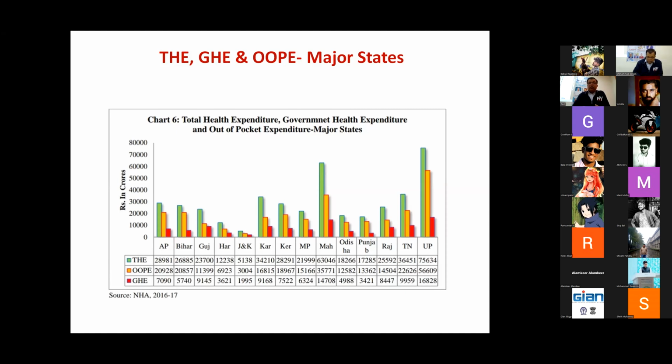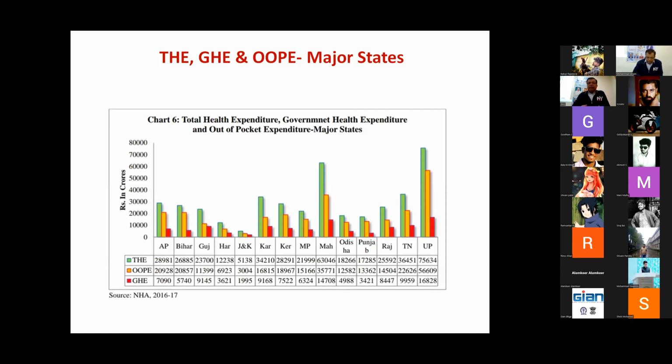Whereas in Gujarat, you can see that this yellow bar and red bar are very comparable, almost like 55%, 45%. That means the share of the government in the total health expenditure is very high, right? That is an indication of the development of a state, and that is an indication of the governance.